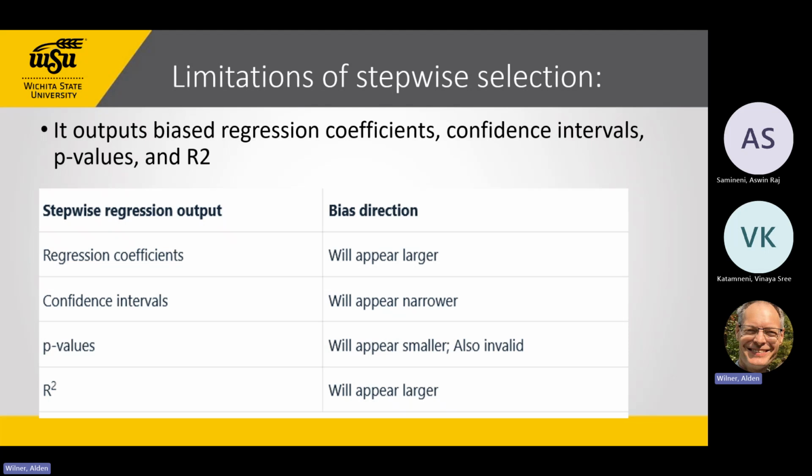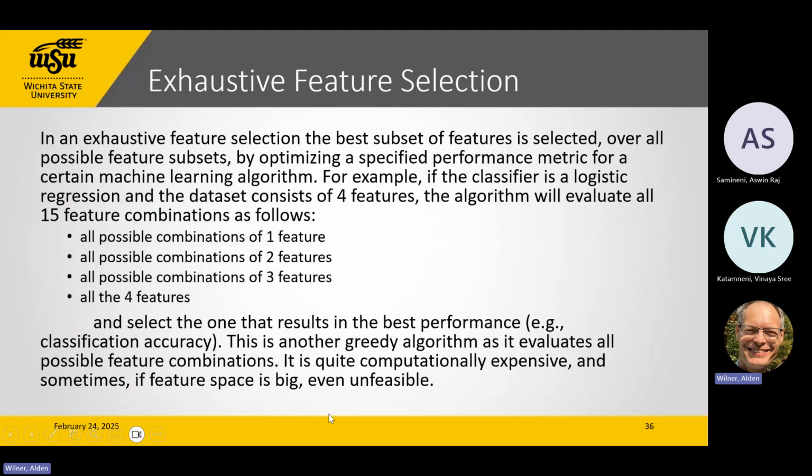We get biased regression coefficients. So if we do stepwise regression, our regression coefficients will appear larger than maybe they are. Our confidence intervals will look narrower than maybe they are. We'll feel that we're more confident about our data. Our p-values will appear smaller. Also, they can be invalid as we start pulling these things into our model, because we're looking at the p-values individually, separately. Our r-squared will appear larger than it might actually be in reality.